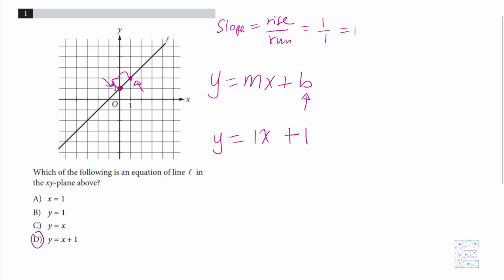So that would be 1x. But we usually don't show a 1 if it's a coefficient. And that's why the answer is just y equals x plus 1, which we already knew, but just explaining how that works. D is the answer to this question.